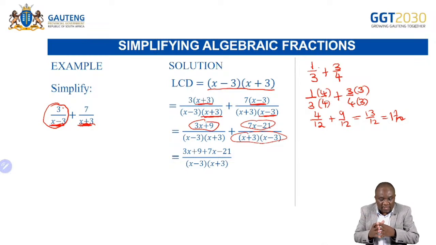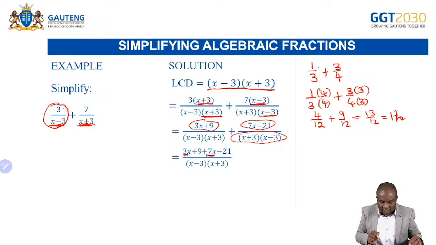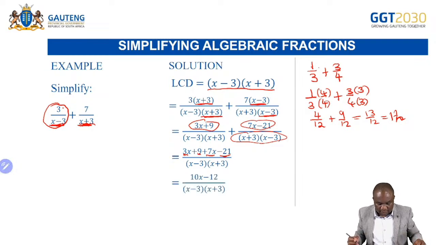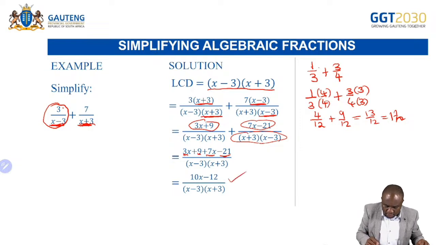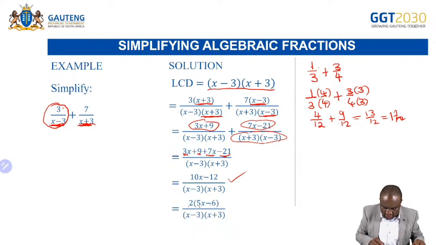Okay, and then we can simplify. We can simplify our numerator in this case. So 3x and 7x are like terms. We can add those. Then 9 and negative 21 are like terms. We can subtract or add those. So 3x plus 7x is 10x. Then 9 minus 21 is negative 12. So we have 10x minus 12. This is enough. But also, if we check 10x and negative 12, there is a common factor. We can factor it out and then have our 2 outside, then 5x minus 6 there in our bracket. Okay? So that's what you're supposed to do.